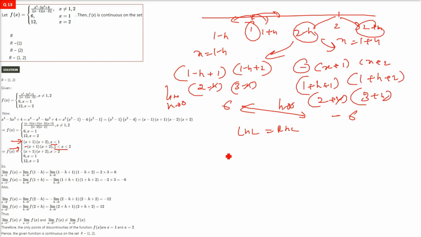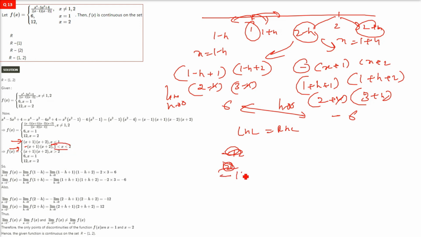For x equal to 2, please remember, for the left hand limit you have to write 2 minus h, and for the right hand limit you have to write 2 plus h. One time it will come as 12, one time it will come as negative 12. Because when you go on the left hand side, it will be negative 12. Let me just do it.